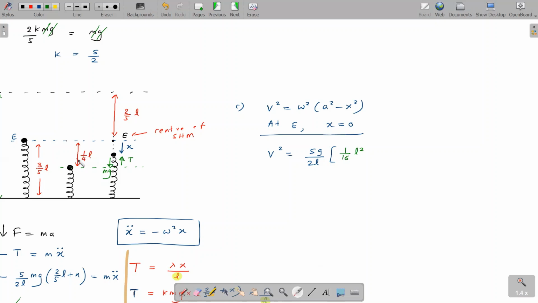So when you take it, it's 1 over 16L square minus x square, where x is 0, because at the center, x is 0. Simplify, v square equals 5g, and L will cancel out, right? You have an L cancelling out here. 5g L over 16 times 2 is 32. Do you agree? So v equals root 5g L over 32. Are you with me?